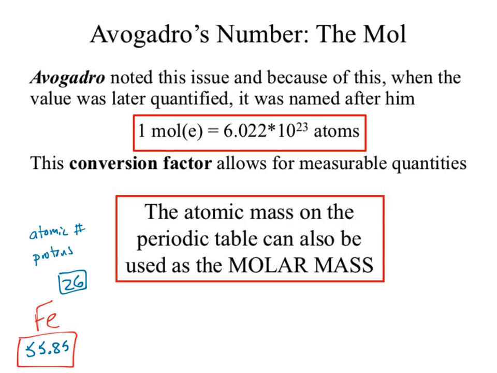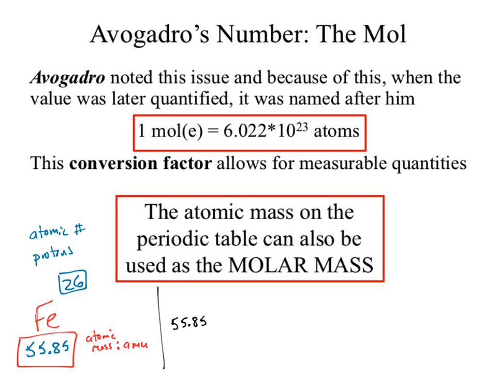What is the bottom number from our periodic table? The atomic mass. The units on that are AMUs. That was derived from the number of protons and neutrons for an individual element. The issue with that system is our balances don't measure out AMUs.